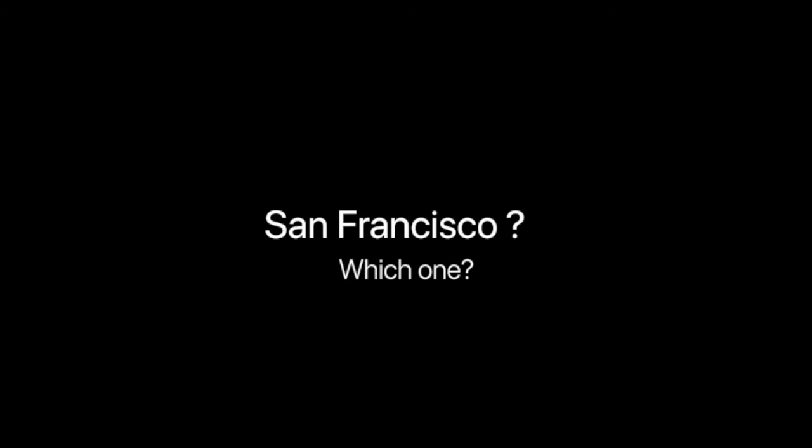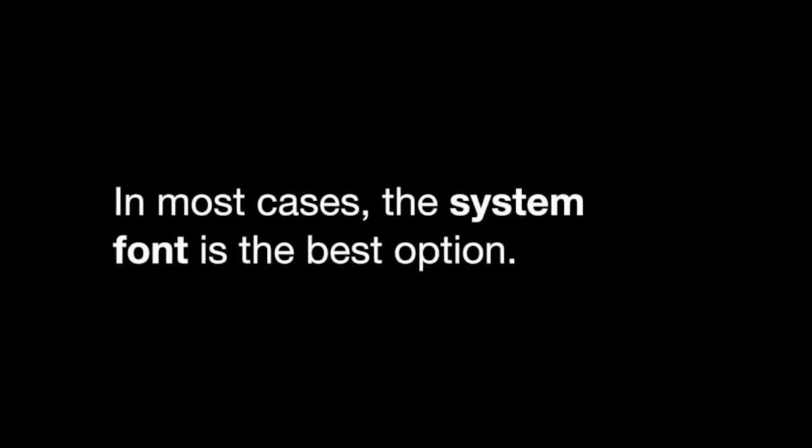And moreover, in the last 3 years that San Francisco has existed, there have been San Francisco UI and San Francisco Pro. So which one of the three? And then which one of the display and text? There's also SF Mono as well. So which one should you pick up? Turns out in most cases that using the system font is the best option.